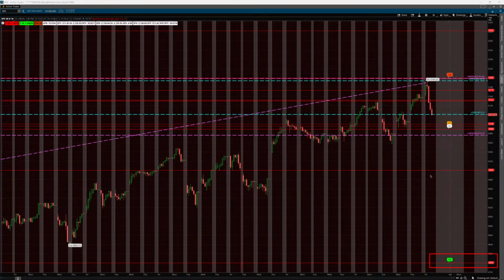The next level up is 5,000. That is the absolute gamma strike. That's the strike with the largest absolute positive and negative gamma. So that's where most of the gamma-weighted open interest is concentrated. Then above that is the volatility trigger, VT. That's at 5,095, and it's SpotGamma's proprietary volatility flip level.